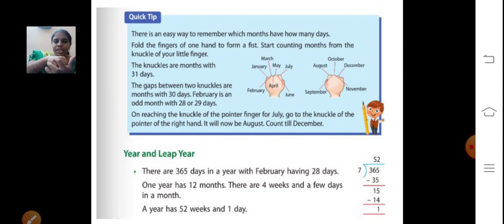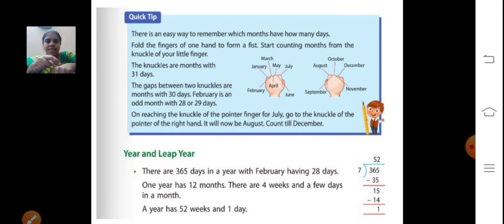Clear? So the knuckle part, that is 31 days. So January has 31 days. March has 31 days. May, July has 31 days. The rest we have 30. Then July. Then just right hand. Then August. Just start from here. August, 31 days. Knuckle part you have 31 days. August. September 30 days.